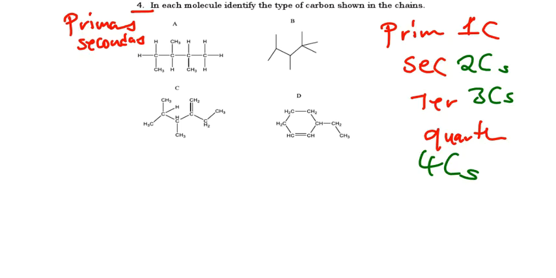Check this one. It's connected to 1, 2, and 3. So it becomes a tertiary one because it's connected to 3 other carbons. Check this one as well, 1, 2, and 3. So that is still tertiary. Then this one, it's only connected to 1 other carbon, so it's a primary. So we only have a primary, secondary, and tertiary carbon.